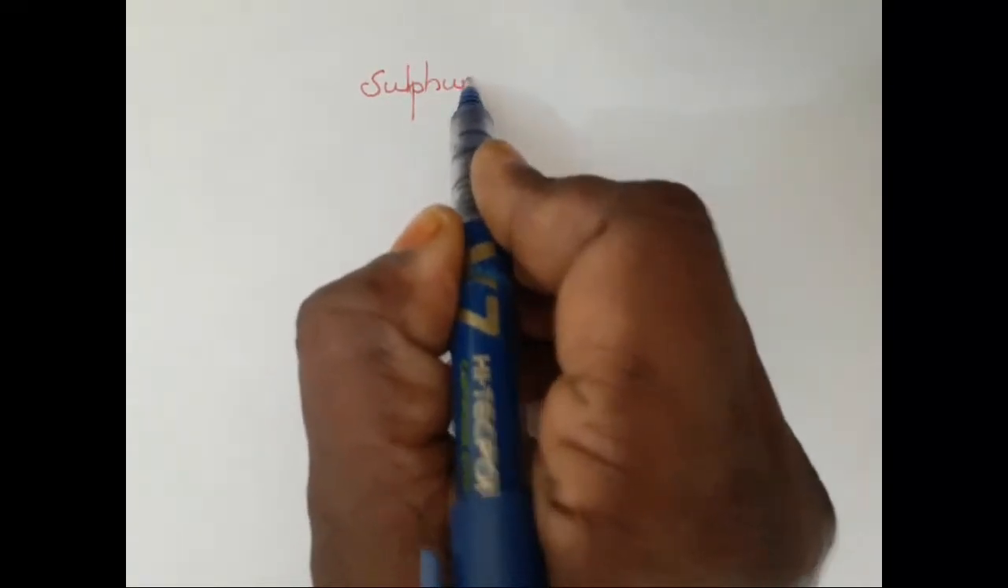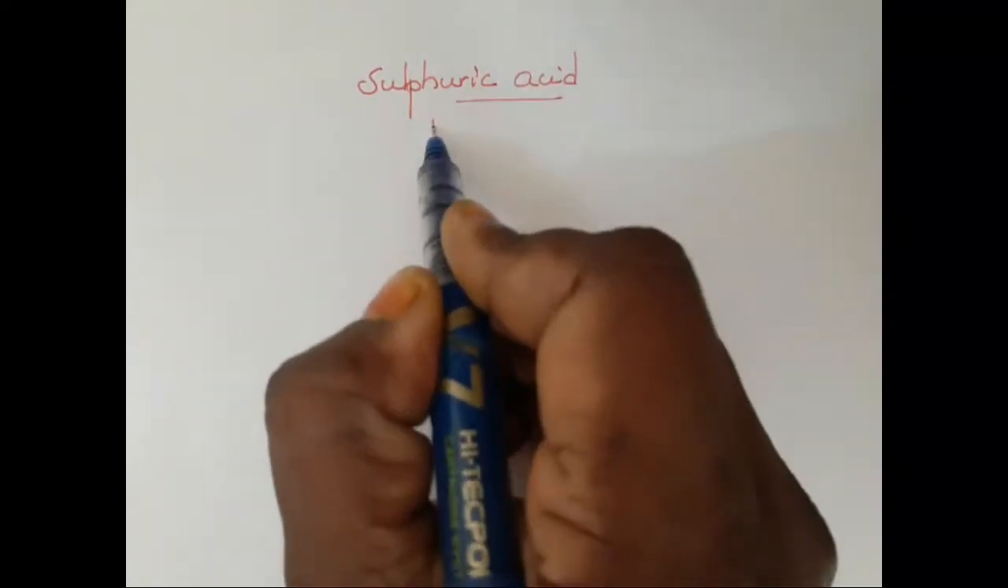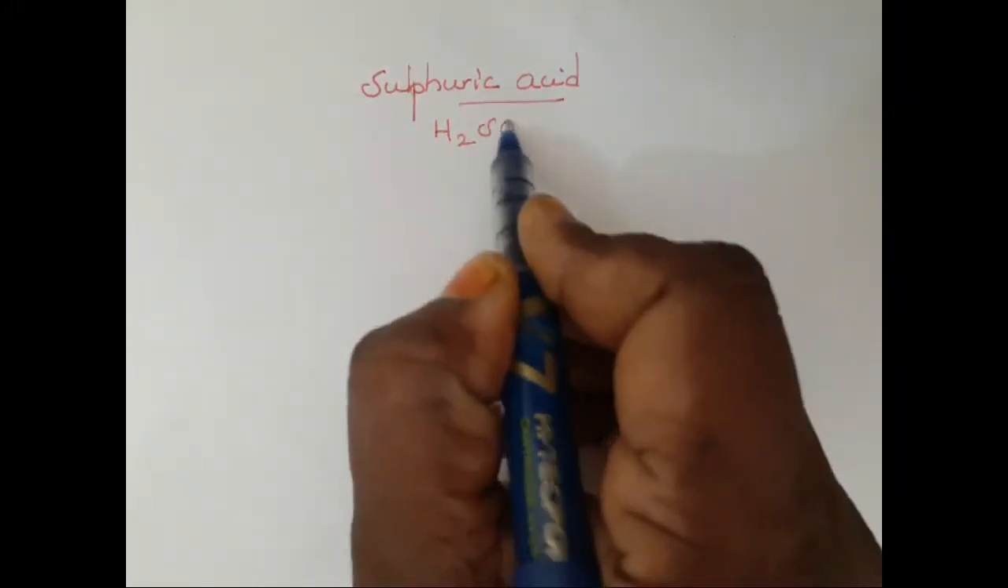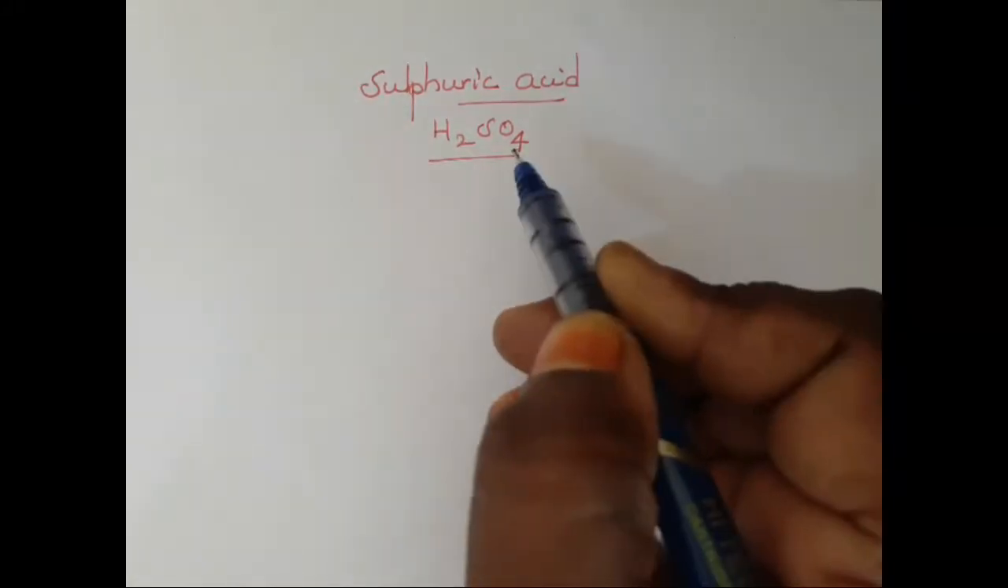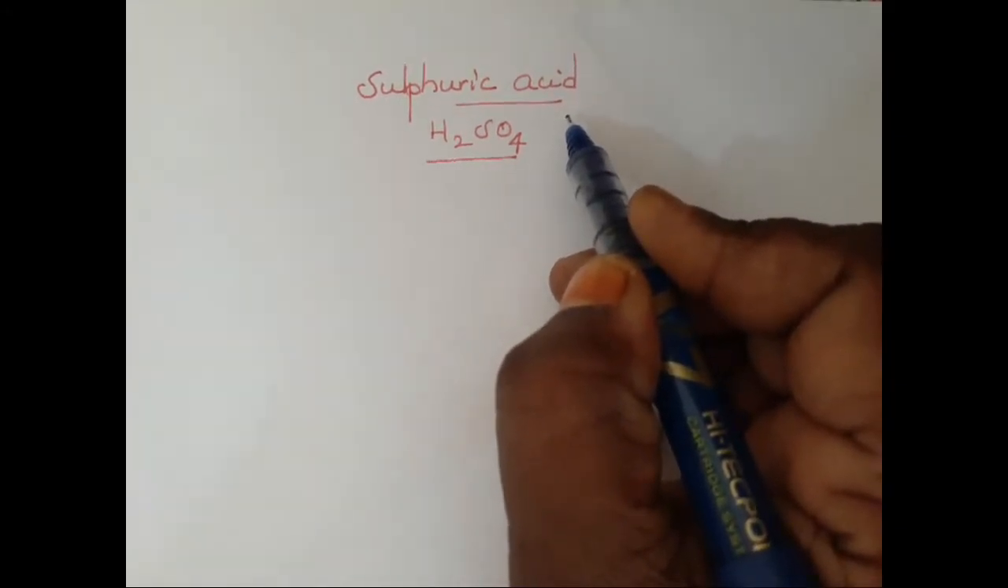We are going to see about sulfuric acid. You all know the formula for sulfuric acid, am I right? The formula for sulfuric acid is H2SO4. Right? It's a very important chemical. It is called the king of acid. Why is it called the king of acid?